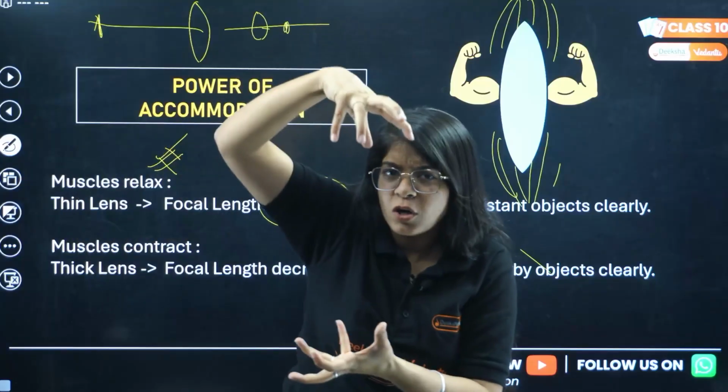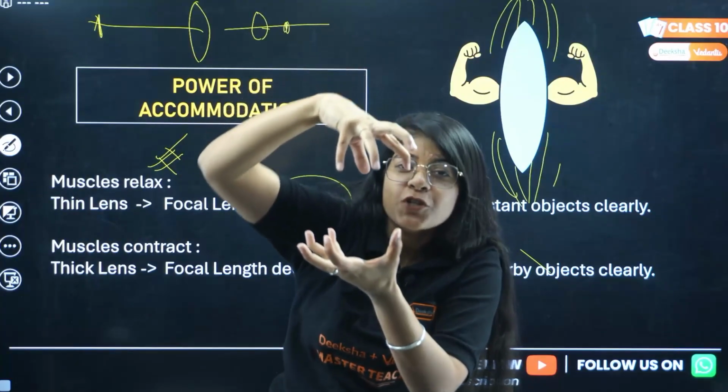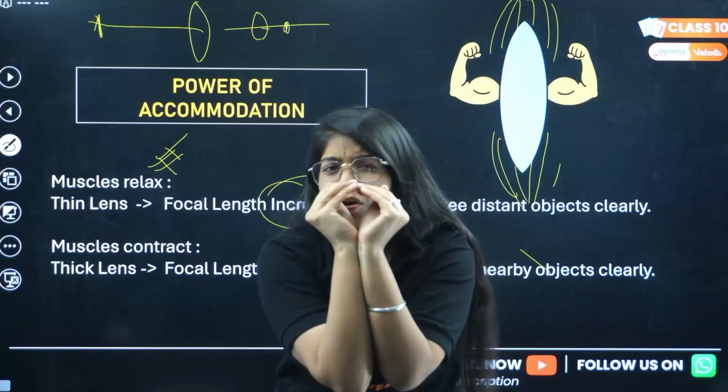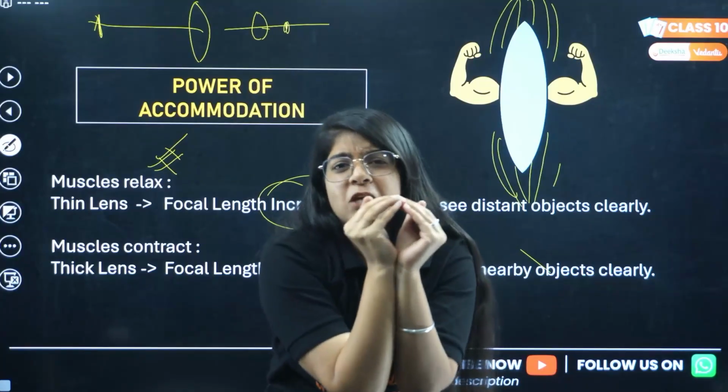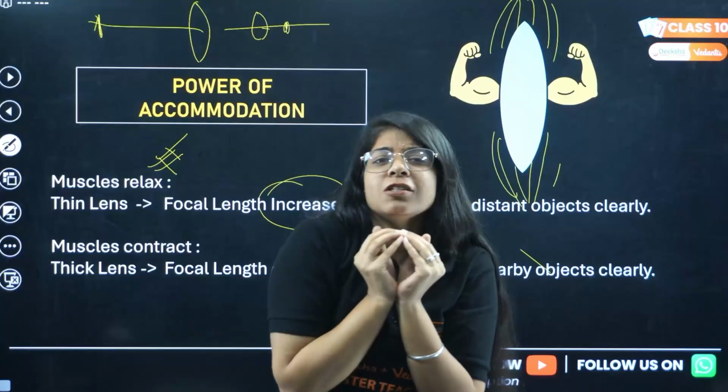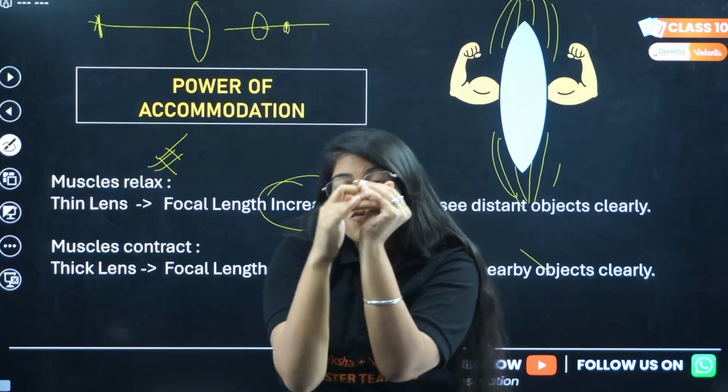But as the muscles contract, they're like, I'm pushing you downwards, and then the eye lens gets contracted. It's like, no, don't put pressure on me. It gets scared and goes and sits in a corner. Now, the focal length decreases.